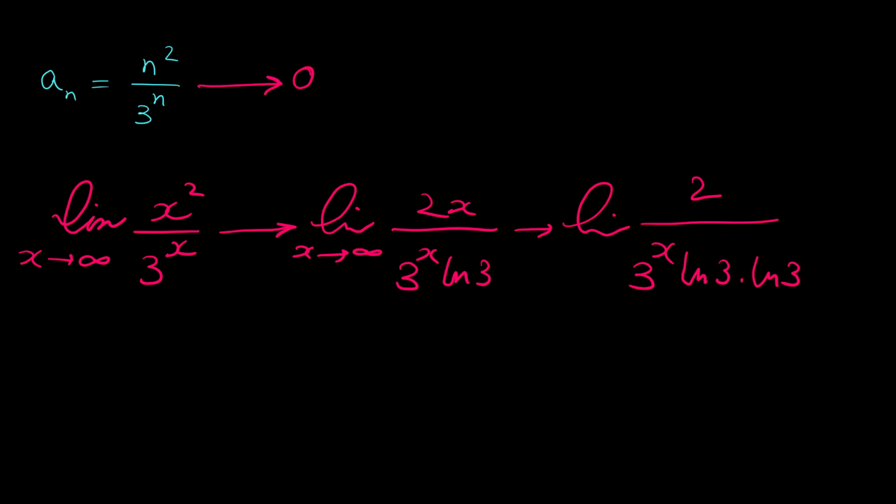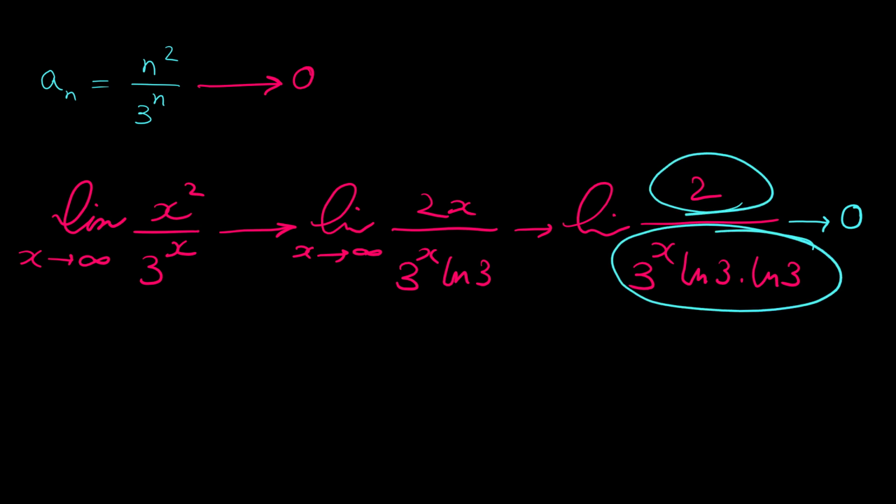Now, what is this limit? 0. Why is this limit 0? Because in numerator we have a number, in denominator we have x, in the exponent 3 to the infinity. 3 to the infinity is infinity, 2 over infinity is approaching 0. So this sequence here is convergent to 0.